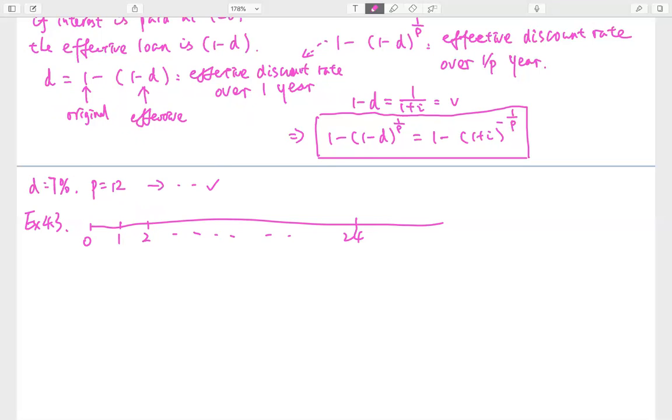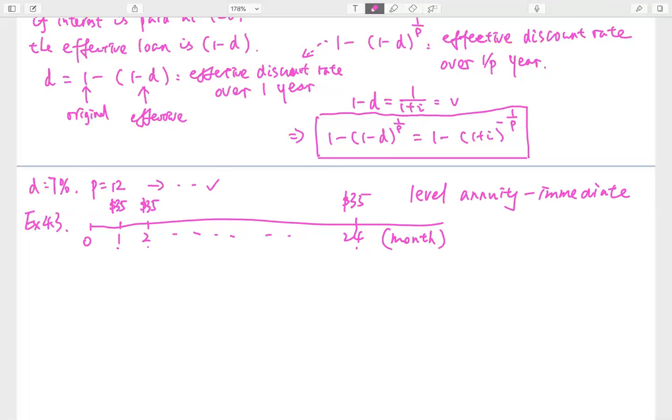Okay, so here the unit is not year, it's month. So here 1 stands for the first month, here is the end of the second month, this is the end of 24 months. We have value 35 at each time point. This is actually a level annuity immediate, using our terminology, because all the payments are made at the end of each period. Here, the unit period is months instead of year.